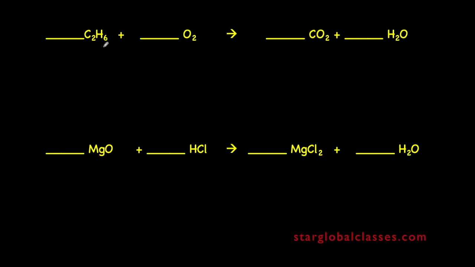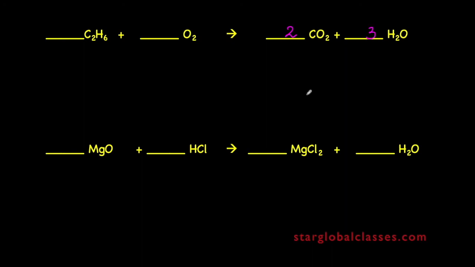C2H6, ethane plus oxygen, carbon dioxide plus water. Number of carbon atoms on the left hand side are 2 and on the right hand side is only 1. So we multiply this by 2. On the right hand side also carbon became 2. Left hand side hydrogen is 6, right hand side hydrogen is 2. So we multiply this by 3, hydrogen became 6.